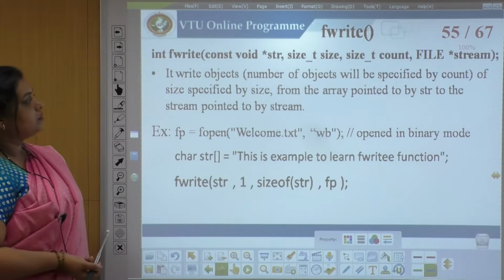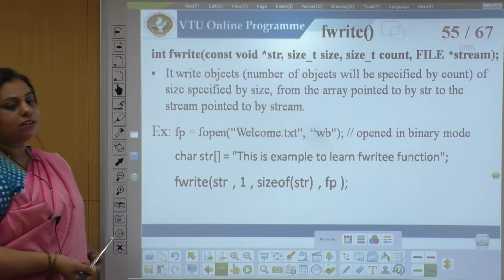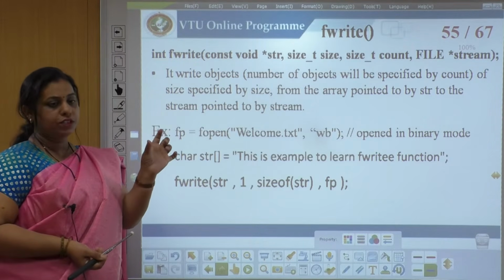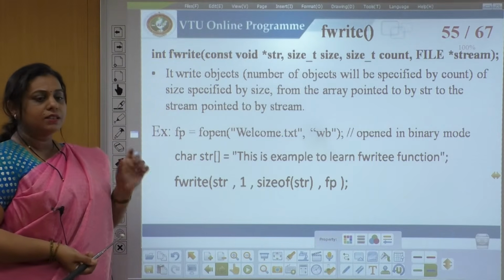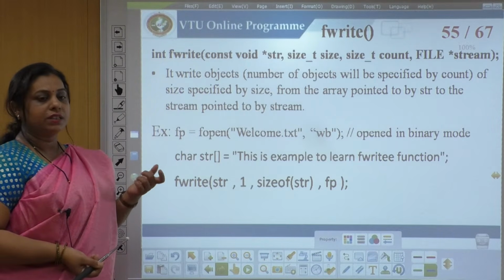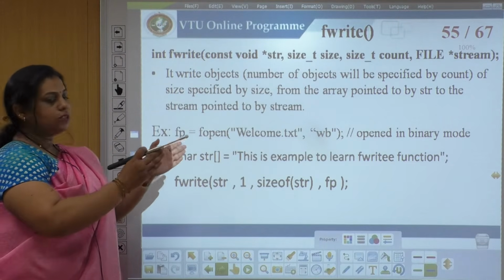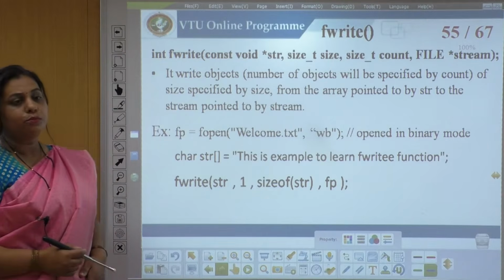The next one is fwrite function. What this function will do is, it will take the size of object to be written onto the file as one object, right? The size of the object has to be mentioned by the user. Then I will take those objects, how many objects I have to put in the file has to be mentioned.